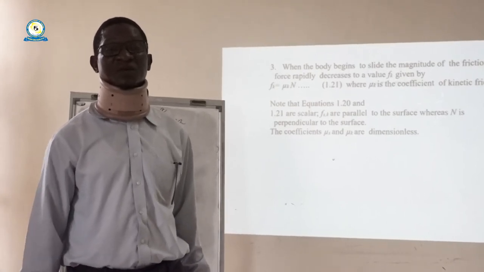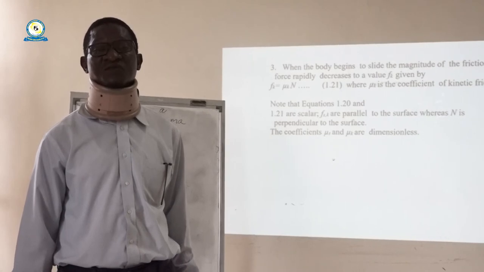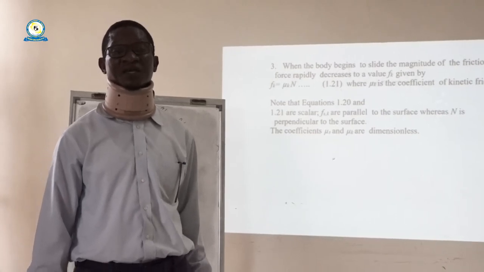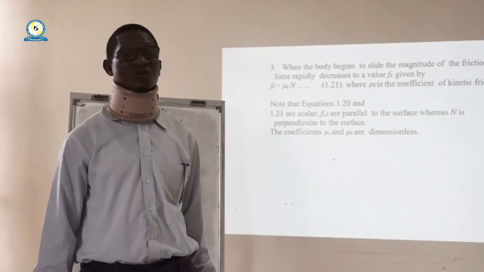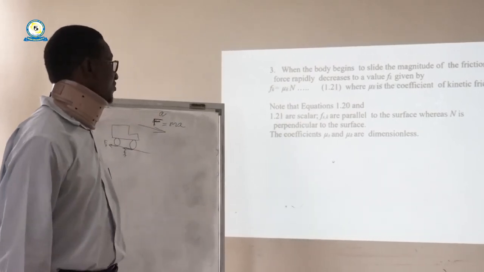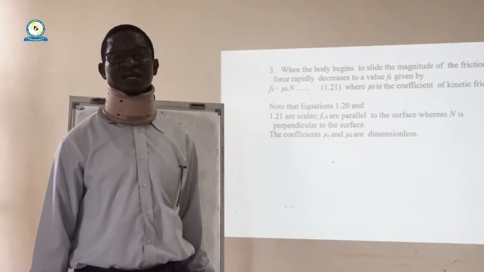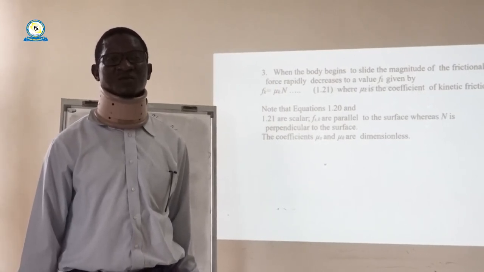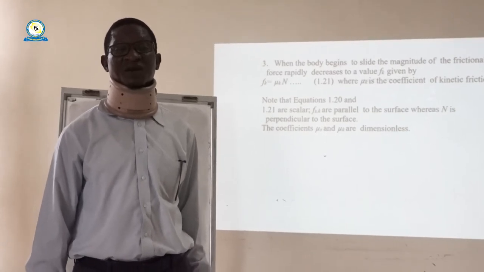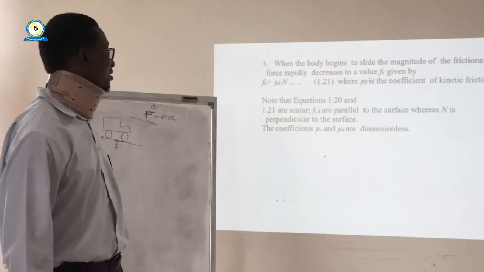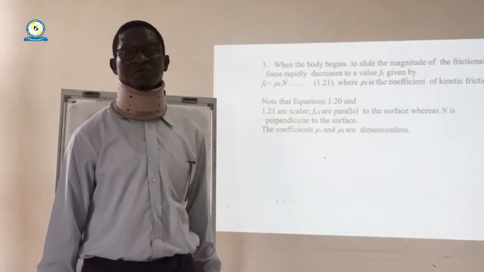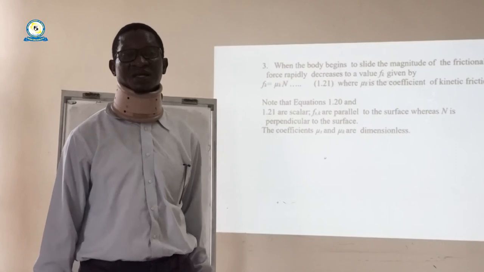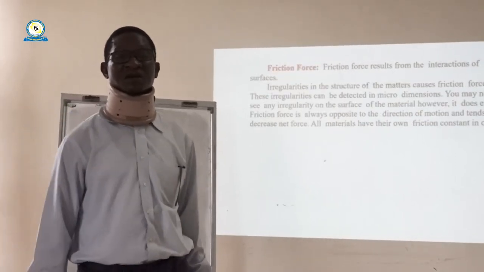Third property, when the body begins to slide, the magnitude of the friction force rapidly decreases to a value Fk, given by Fk is equal to mu k times N, where mu k is the coefficient of kinetic friction. Note that equations 120 and 121 are scalar. Fs and Fk are parallel to the surface, whereas N is perpendicular to the surface. The coefficients mu s and mu k are dimensionless constants.